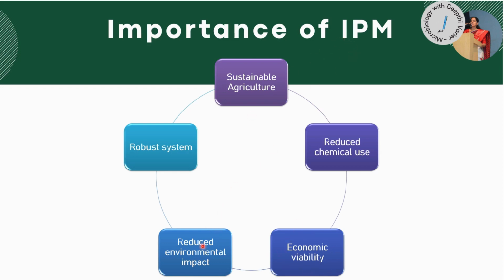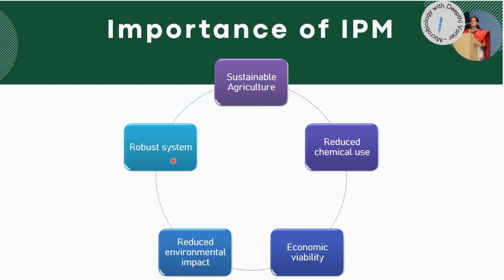Reduced environmental impact, we've already spoken about it, how the environment is definitely being benefited because you are not killing the beneficial organisms in the soil unnecessarily. And finally, it is helping us to develop a very robust agricultural system because it's very resilient. What does robust or resilient mean? It means that the crops, the agricultural system, is quite resistant to disease outbreaks. It's more effective. They are more healthy.